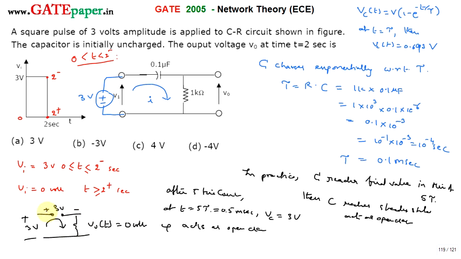Since it is acting as an open circuit, no current flows. No current flows means no voltage drop across resistance R. So the output voltage is 0 volts.